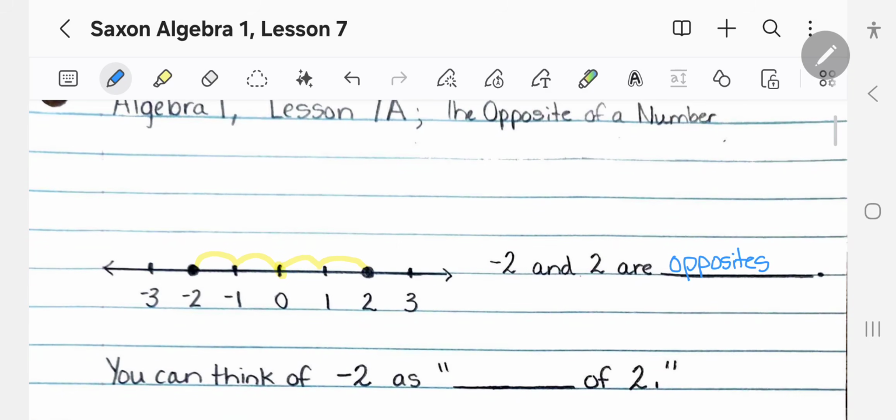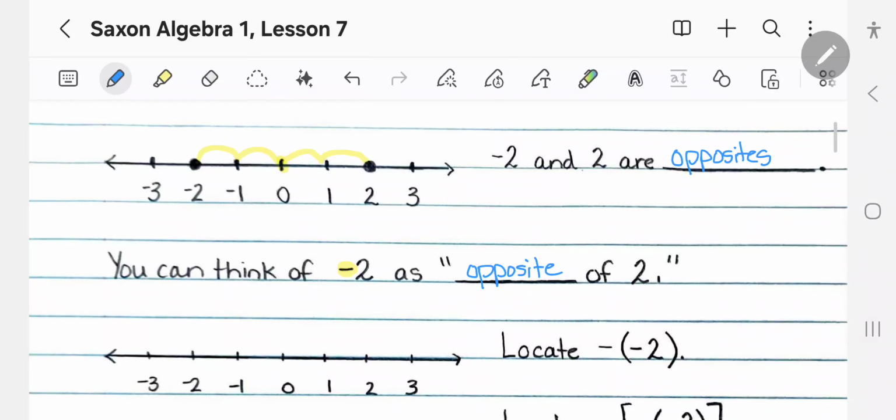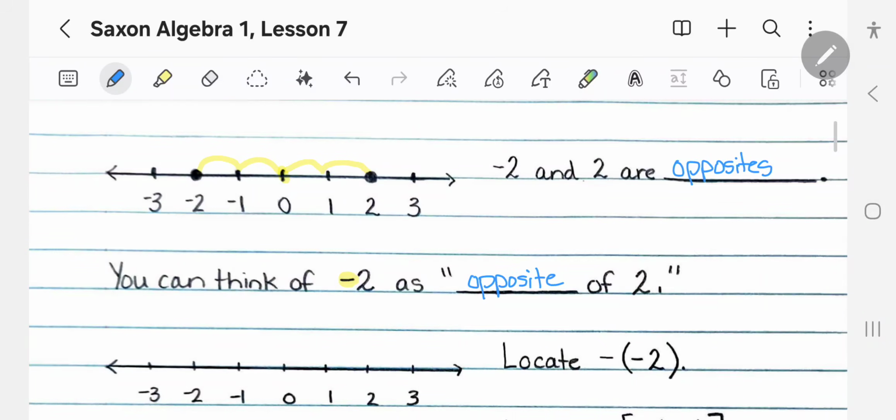Now, you can think of -2, and when we see this symbol, we either say subtract, minus, negative, or today we're going to learn of a new way of thinking about it. You can think of it as opposite. And this way of thinking about it is really helpful for some things that come up, and some problems that we're going to be doing.